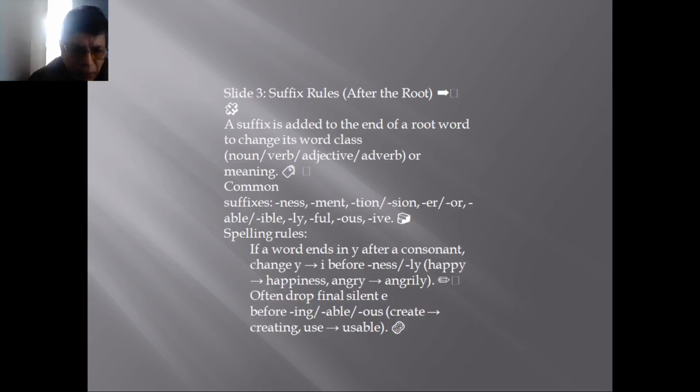Often drop the final silent e. This is also a very important spelling rule. Before ing, able and ous. Example, create becomes creating. The final e is eliminated. Use becomes usable. The final e is eliminated and able is added.